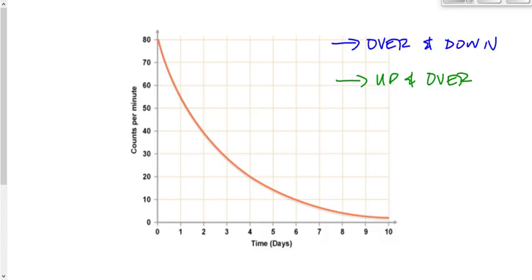Let's go over and down. Let's go down to 20, go over. Oh, look, it takes 4 days to go down to 20 counts per minute. If I want to find out how long it takes to go to 10 counts per minute, I would go over and down, and it looks to be about 6 days.